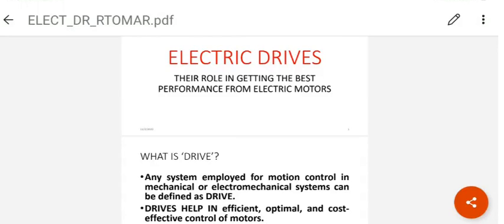Electric drives essentially are things that help in optimizing the performance of the motors, or in general, any electromechanical system's performance. In fact, drives do that, and drives can be in general mechanical and electrical both. But electrical drives have significant advantages over mechanical drives, better control, more accuracy, and so on. So they are becoming a lot more popular.